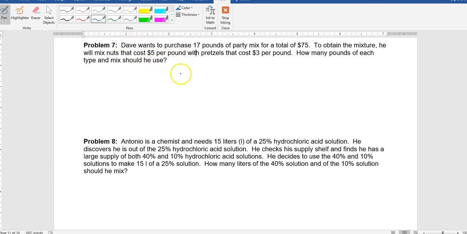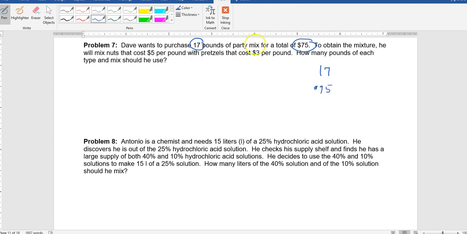Okay, here's the pen. So we want to look for totals in the problem. So here's one here, and then here is one here. We want to look for these totals and see if we can do something with them. So we have a total of 17 pounds of trail mix, and then it's totaling up to $75. So what are we totaling?